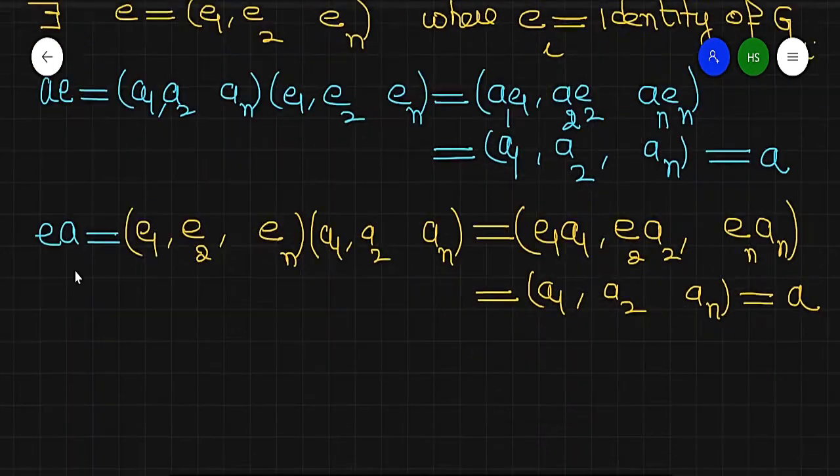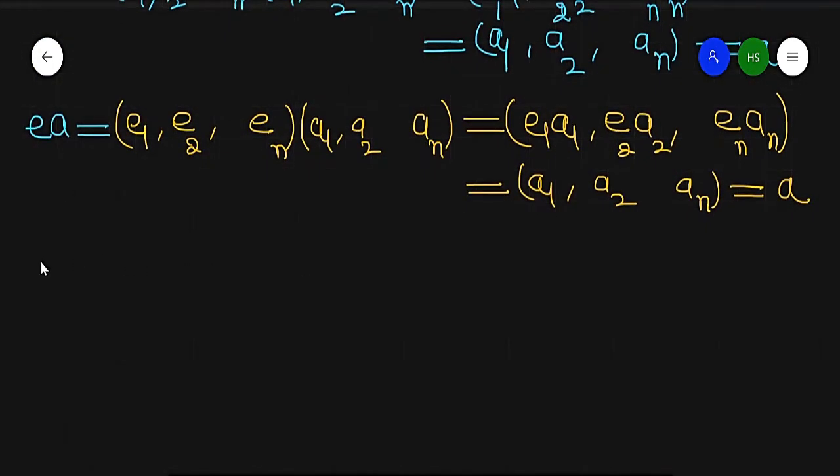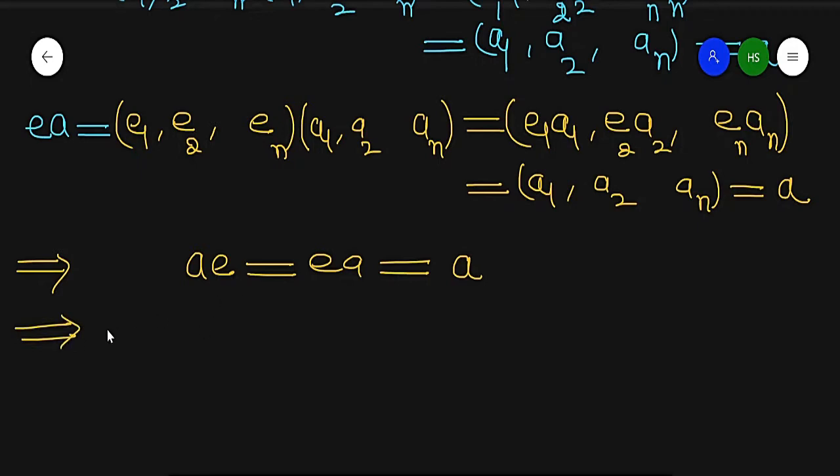Now what do we get? We get a e equals e a, and this value is equal to a. So it means e is the identity of G. So it proves e acts as the identity of G.